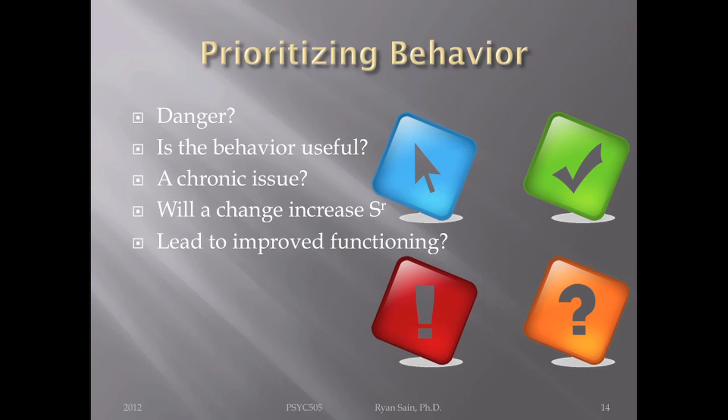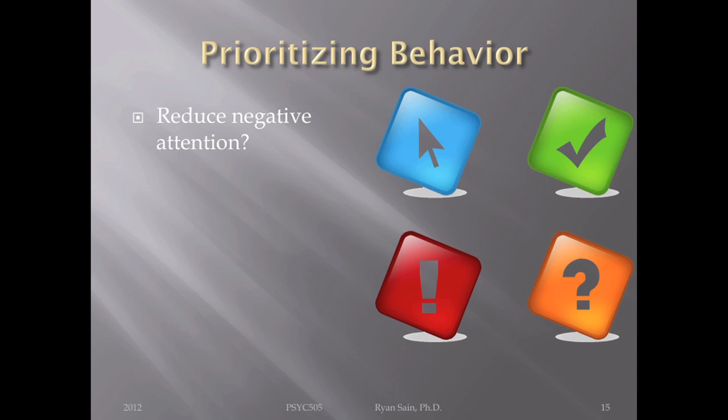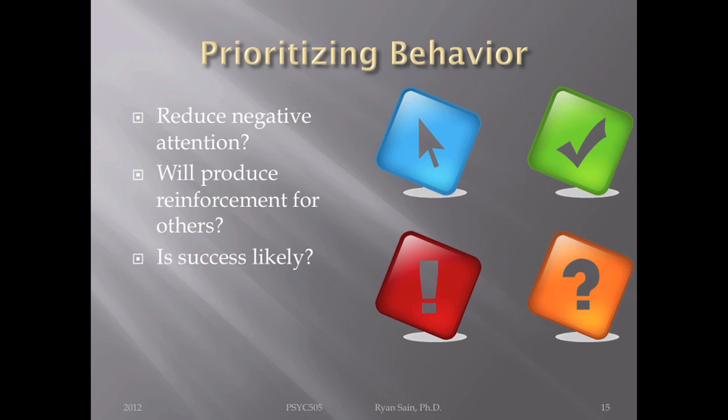Will it lead to improved functioning, making the changes? Again, obvious here, these are the types of things we should do. Will it reduce negative attention? Again, negative attention is attention provided for behavior that's inappropriate in a particular context. Will this produce reinforcement for others? Is success likely? Is this person going to be able to be successful based on their past experience, based on their expertise, and based on the settings? Are you going to be able to pull this off? And last but not least, costs. How much is this going to cost? Not just in terms of dollars, but in terms of effort.